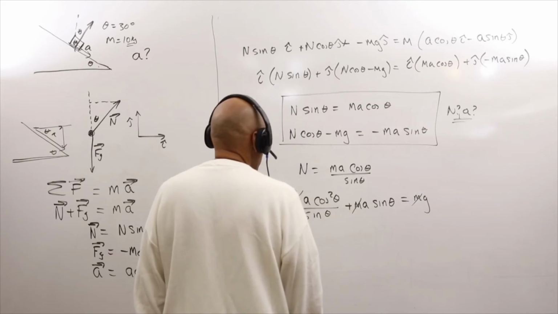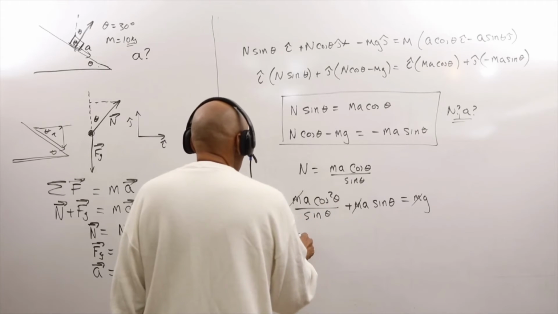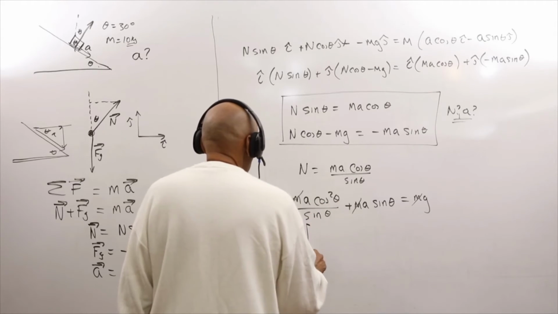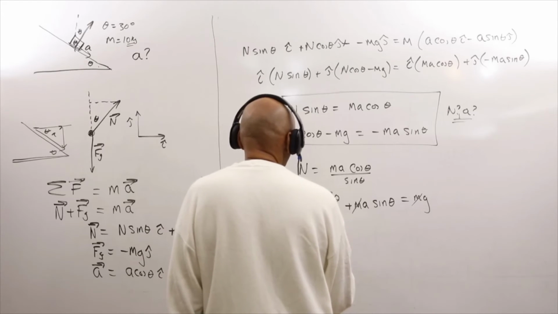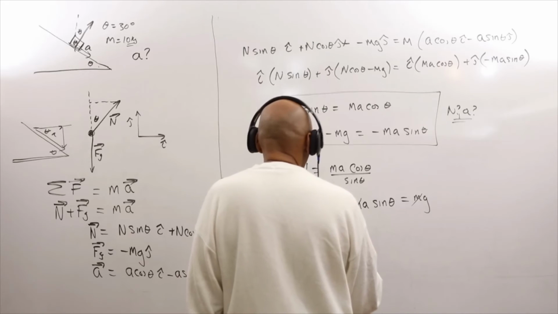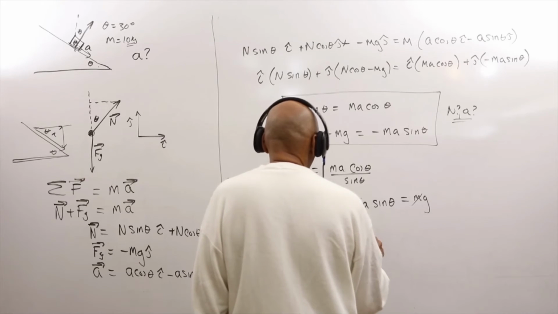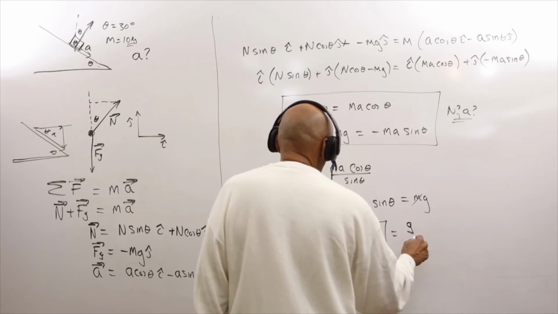So let's factor out, we can actually factor out the m's, so drop the m's. So that's gone. And we can pull out a, so here is a, parentheses, cosine squared theta over sine of theta plus sine of theta is equal to g.